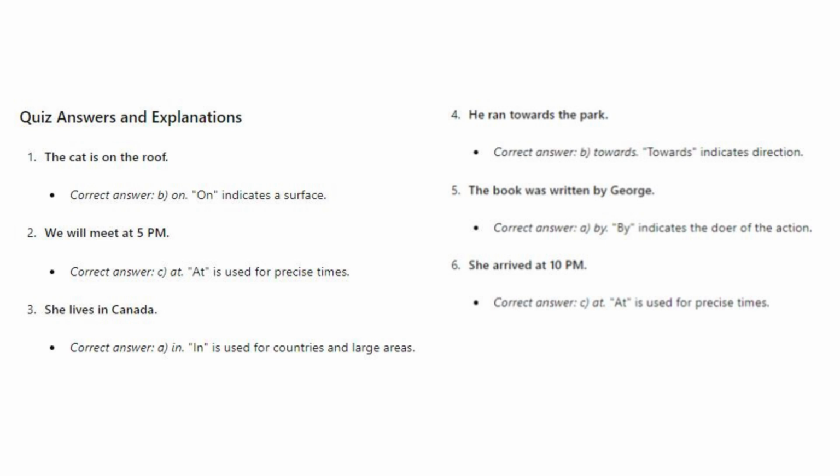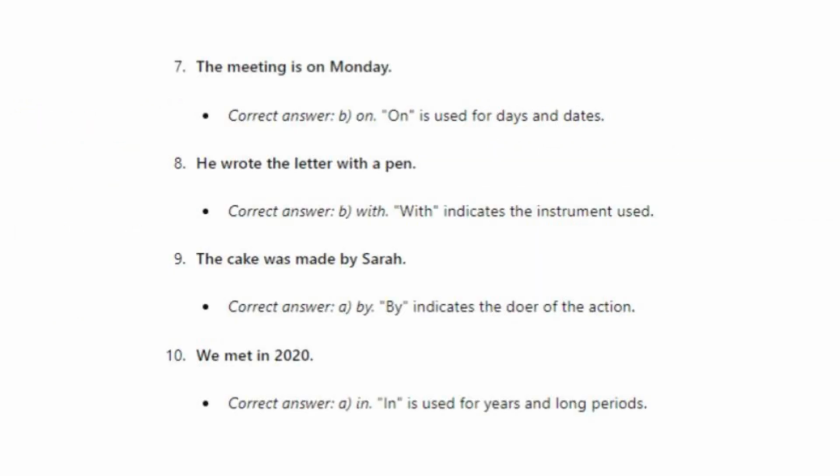6. She arrived at 10 p.m. Correct answer: C, at. At is used for precise times. 7. The meeting is on Monday. Correct answer: B, on. On is used for days and dates.